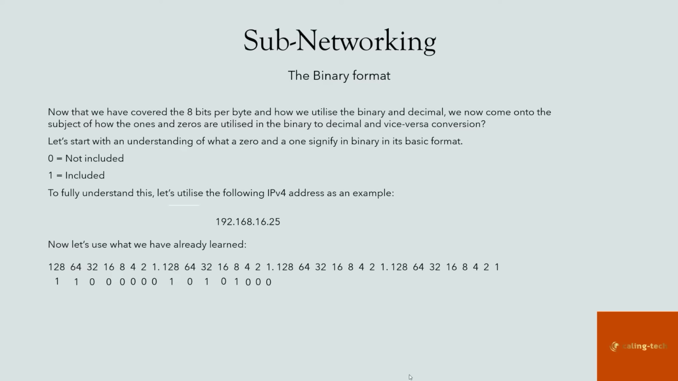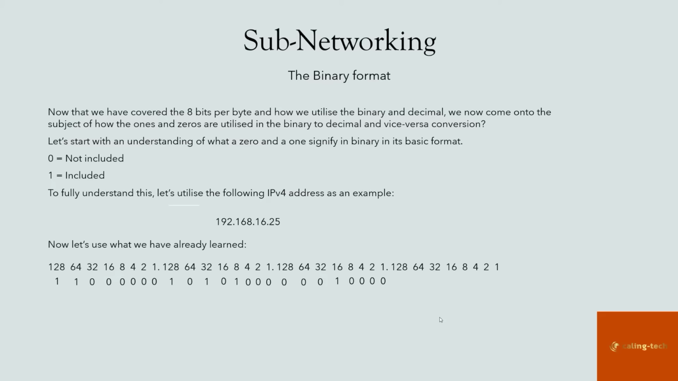What about 16? Okay, well, we know it's under 128, so we can't switch that on. It's under 64, we can't switch that on. It's under 32, we can't switch that on. But it does equal 16, so we turn that one on. And we don't need any others, because 8, 4, 2 and 1 need to be switched off. So we switch those off.